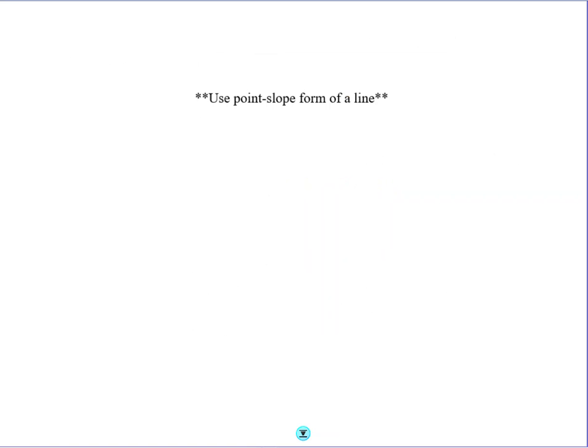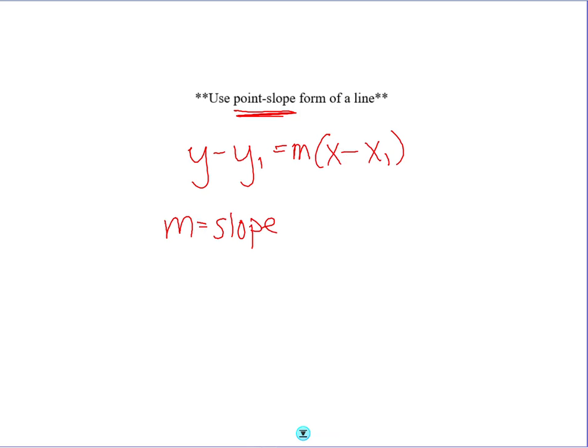As a reminder, if you are trying to write the equation of the tangent line, point-slope form is the best way to do that. Remember that point-slope form is y minus y1 equals m times x minus x1, where m is your slope and the point x1, y1 is your point. Let's take a look at an example.